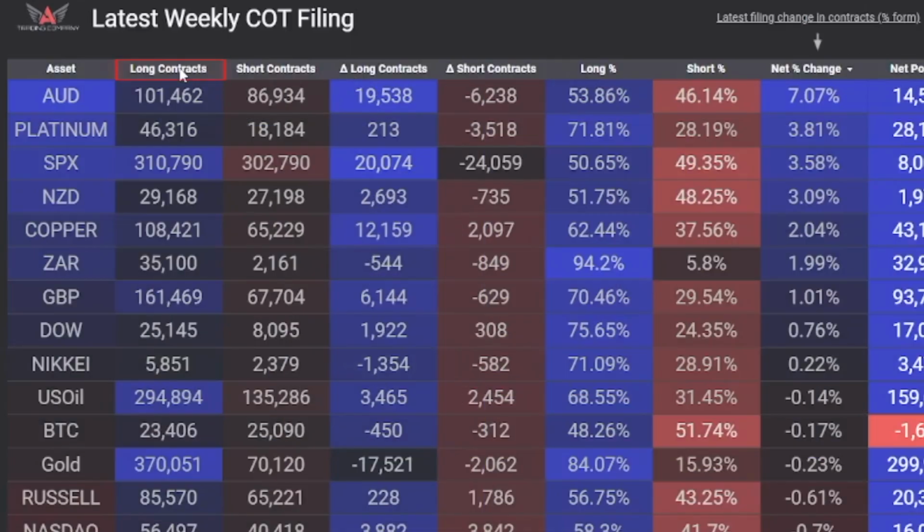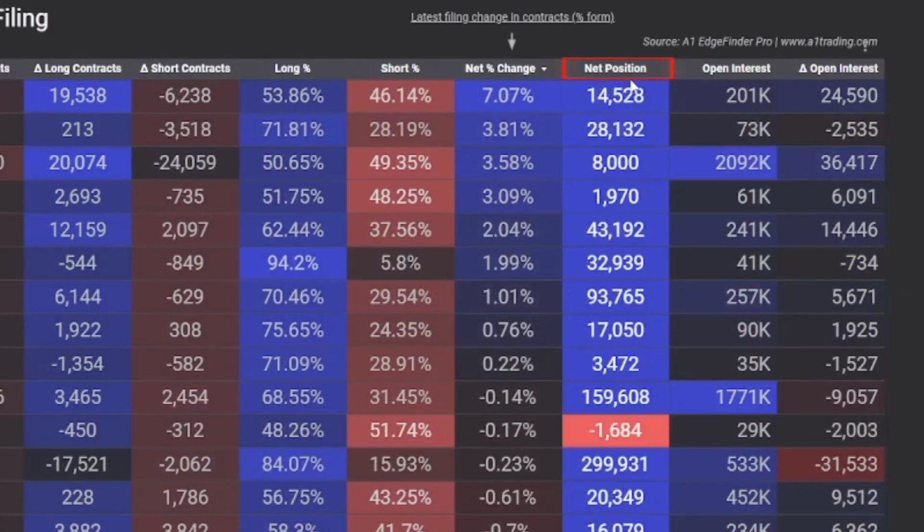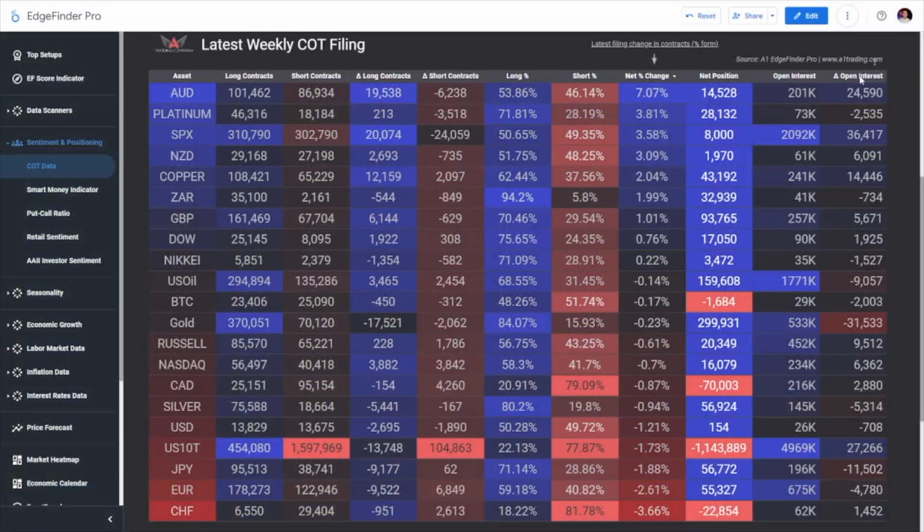In this, we have long contracts versus short contracts held, but then we have the change in long contracts, the change in short contracts, the percentage long, the percentage short, the net percentage change, the net position, open interest, and the change in open interest. This allows you to get very granular on the Commitment of Traders data and really break it down in its full complexity. So when we look at this, let's just take a quick example.